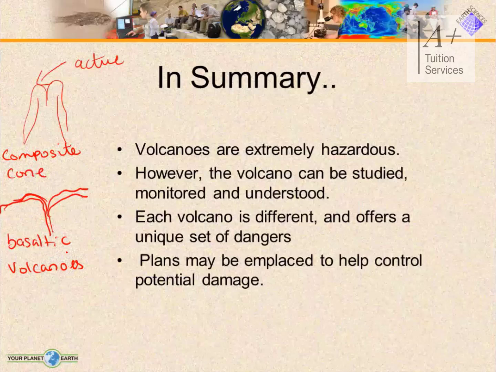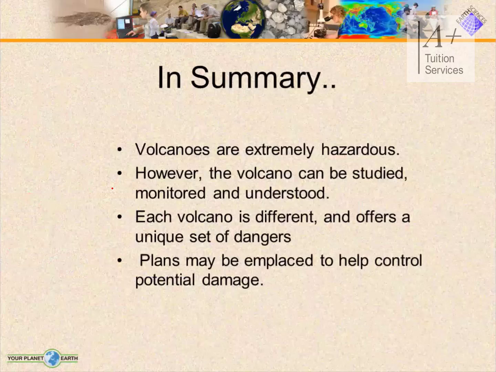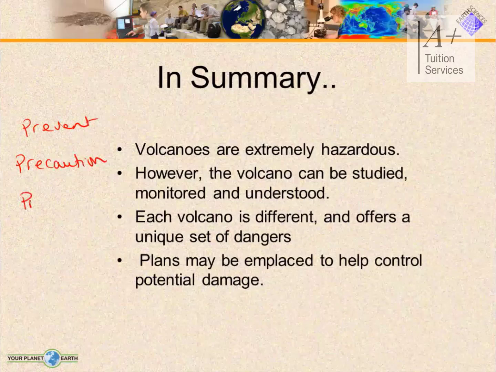And then we have our basaltic volcanoes, and they form plateaus, which are flat surfaces on the land, okay? Plans may be in place to help control potential damage, but always precaution will eventually cause protection.